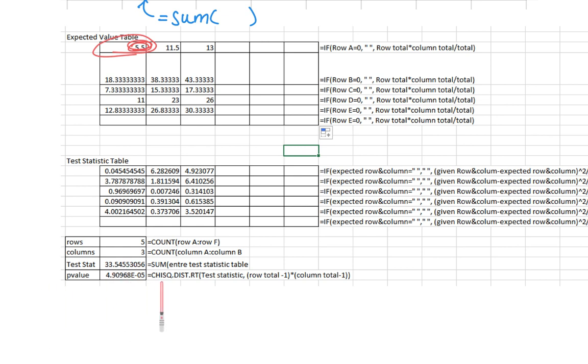Now, my p-value is going to be the CHISQ.DIST.RT, the right tail. I grab this cell, and then I'm going to have my degrees of freedom. And for my degrees of freedom, I can add an extra row in here if I want and label it df. For my degrees of freedom, I would grab this minus 1 and this minus 1 and multiply the two, which is where my degrees of freedom come from.